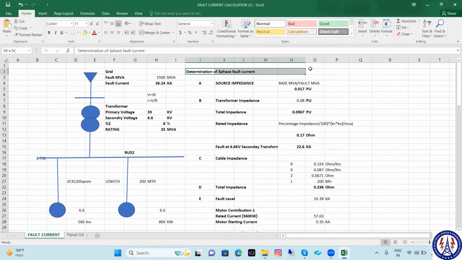It is basically the three-phase fault which is the maximum in the system. So all the switchgear is designed considering this fault current. This fault is used for switchgear sizing and switchgear selection. The bus bar, the cable cross section, everything will be done based on this.